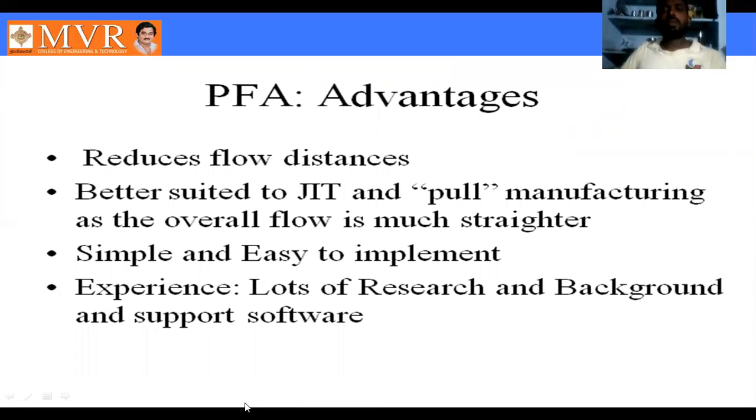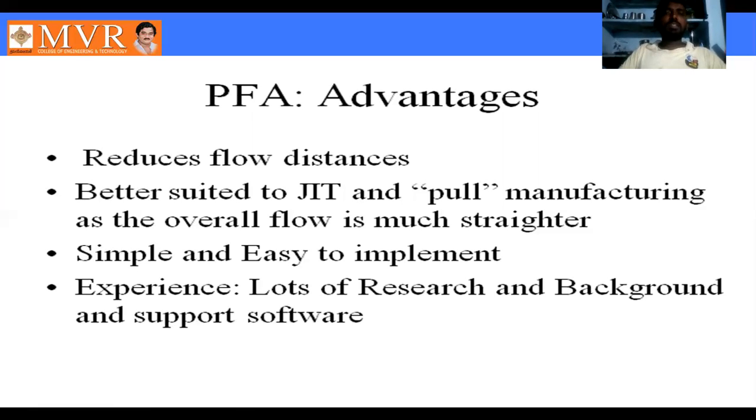Why? Because if a lot of research is done, the analysis is done properly. If the research is not done in a proper way, we can see some drawbacks in the analysis. Experience is nothing but a lot of research and background and support software. So these are the production flow analysis advantages.